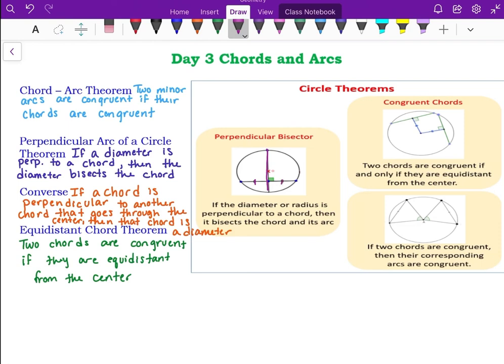Then we have the converse of that, which is just the opposite, which says that if a chord is perpendicular to another chord that goes through the center, then that chord is the diameter. And then we have the equidistant chord theorem, which says that two chords are congruent if they are equidistant from the center. Equidistant means that they're the same length from the center, so you can kind of see this in this picture right here, with two equal distances from the center to the middle of my chord. So I can say that those chords are congruent.